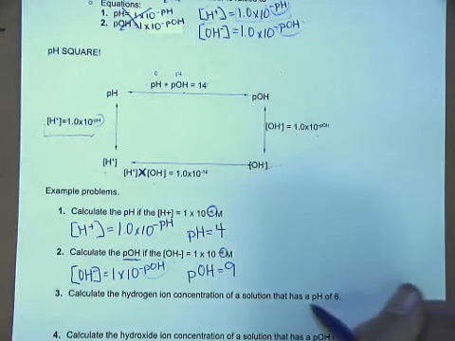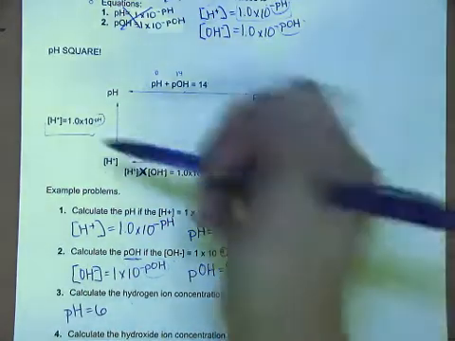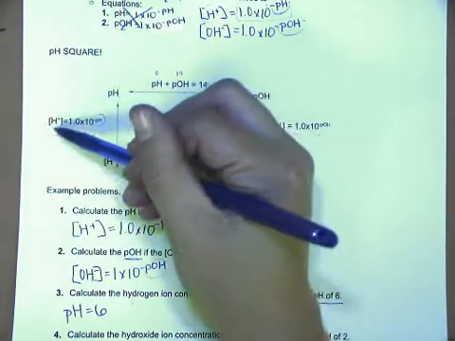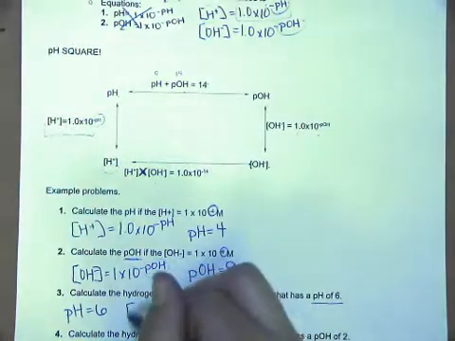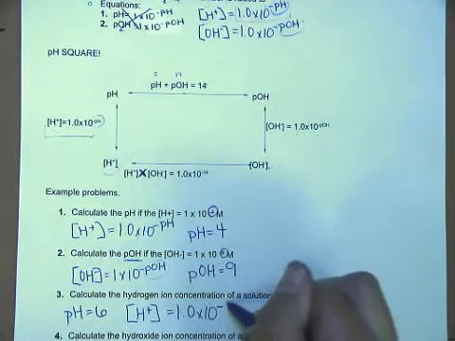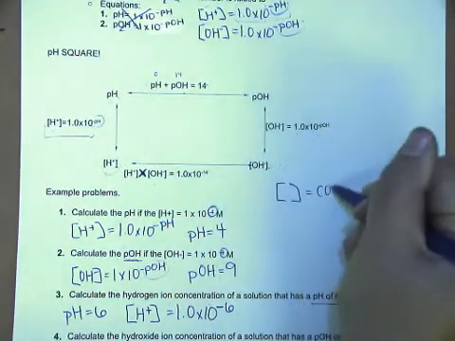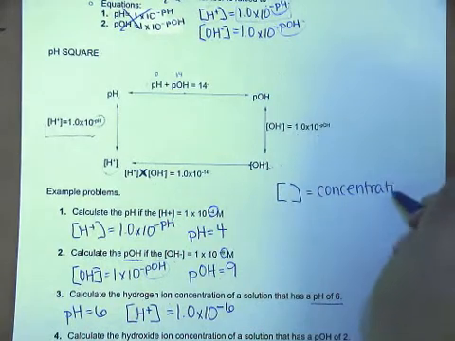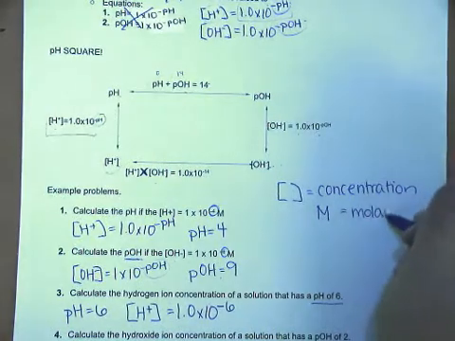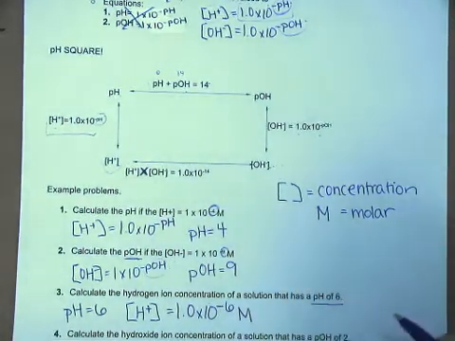Going the other direction, I have a pH of 6. I want to calculate the hydrogen ion concentration. I know the hydrogen ion concentration is 1 times 10 to the negative pH. So my hydrogen ion concentration is equal to 1.0 times 10 to the negative 6. When we look at concentrations, our brackets mean concentration. And our units on concentration is capital M, which is molar. So at the end here, 1.0 times 10 to the negative 6, M for molar.